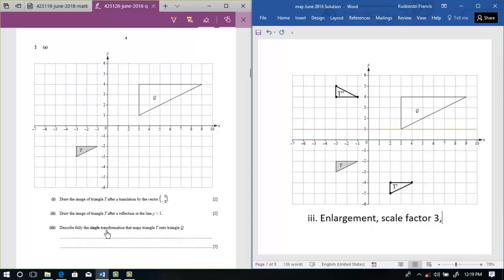So they say we should describe fully. So we need to find the center of enlargement also. That is very simple to do. This is how we do it. We locate any two pairs of corresponding vertices and draw a straight line through each pair. Wherever they intersect, that will be the center. So this pair of vertices corresponds to this pair of vertices. Drawing a straight line through them will meet at this point, which tells us that this is the center of enlargement, that is negative 6, negative 5.